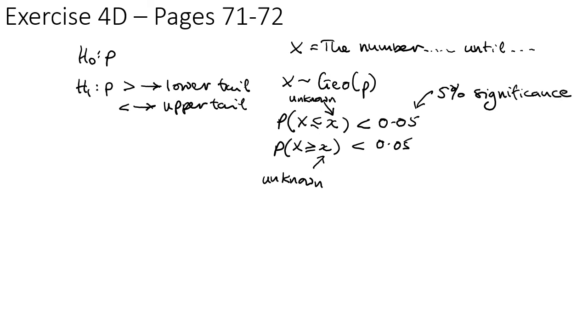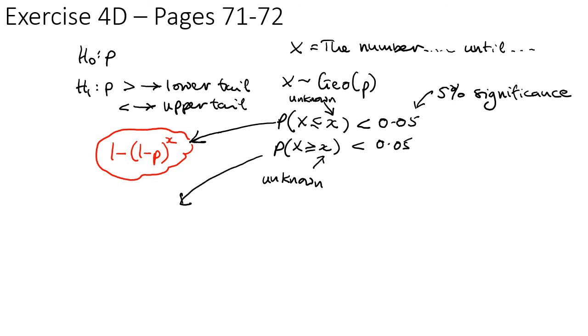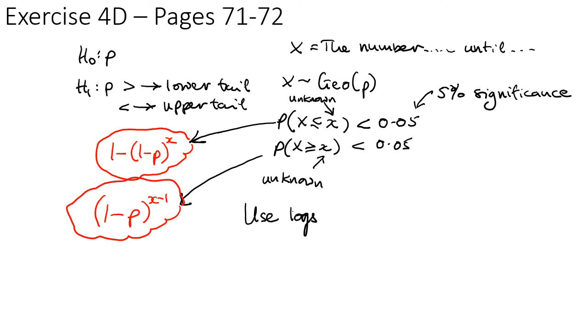Now, we know that when we see less than or equal to x, like that, the formula we're going to be using is 1 minus p to the power x, and when it's greater than or equal to x, the formula we're going to be using is 1 minus p to the power x minus 1. So x is what we're trying to find, and because we're trying to find a power, we use logs to solve and find x.